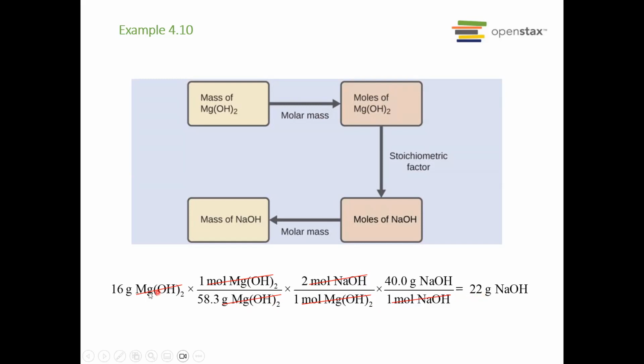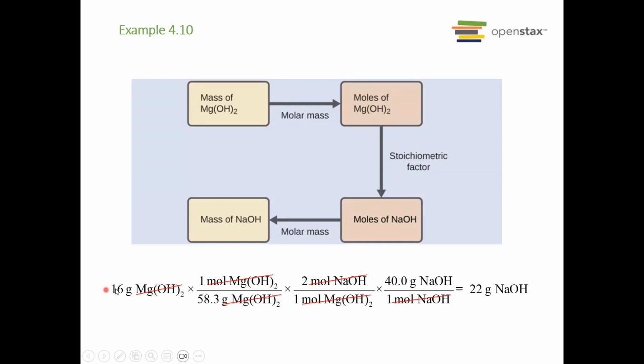But again, our sig figs are going to match the sig figs in the initial value. So since we started with 16 with 2 sig figs, we're going to finish with 22, which has 2 sig figs as well. And with this process, it's always going to be very, very similar, just different substances.